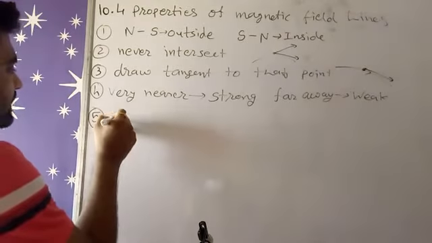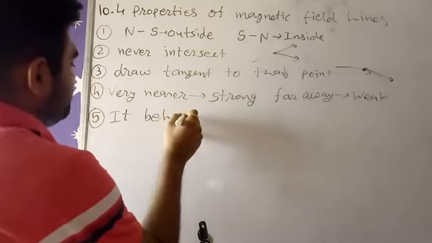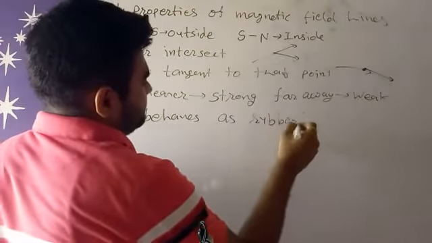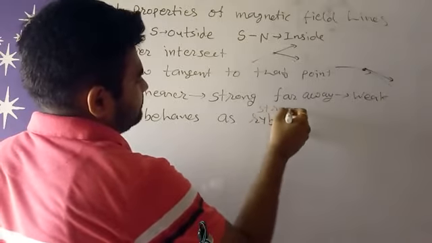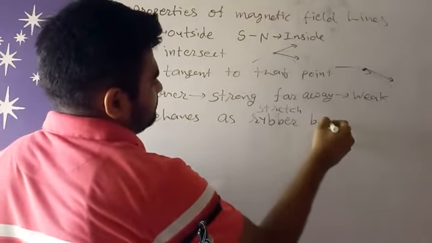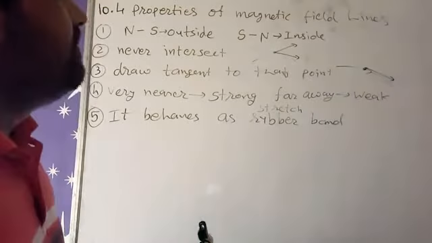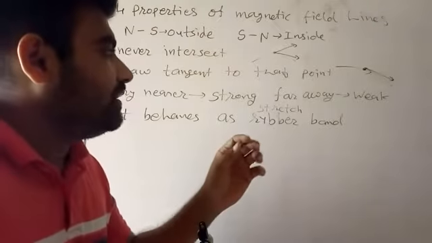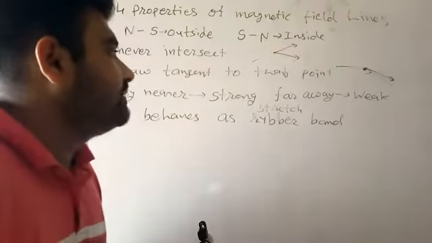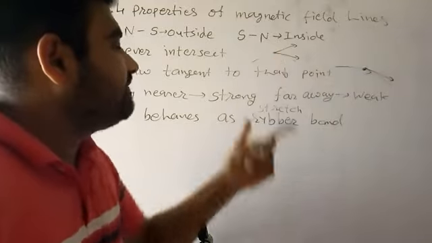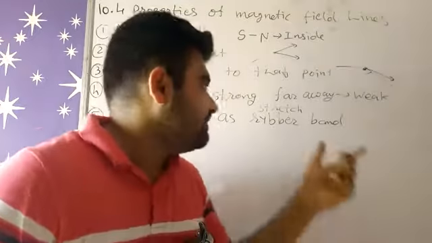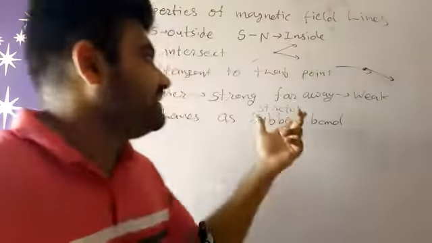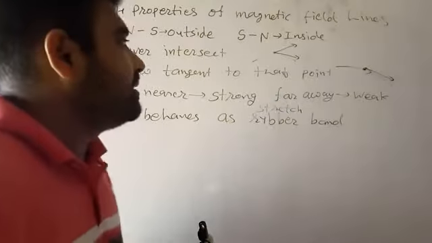yeah, it behaves like a stretched rubber band, right? Stretched rubber band means if we have one magnet and we keep another magnet near the first magnet, these magnetic field lines repel each other, means they are behaving like a stretched rubber band, moving away from each other, so they behave like that.